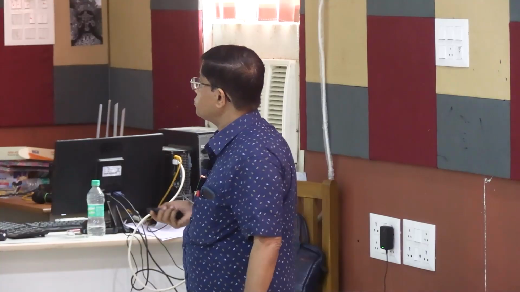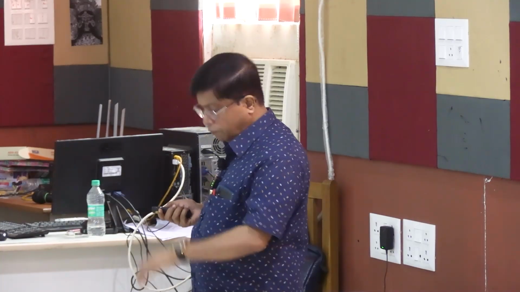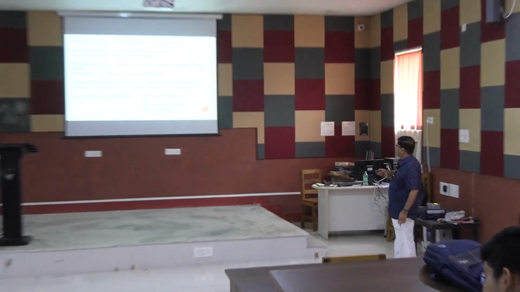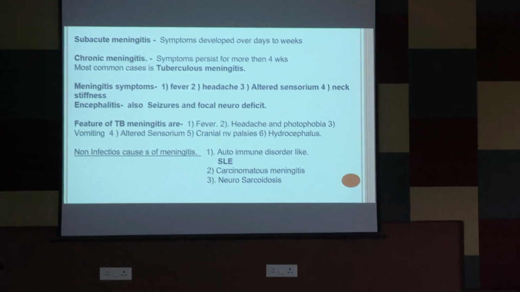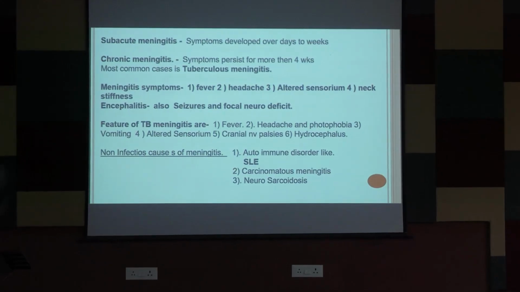You will see they are dilated. This is hydrocephalus. Now, other than infections, there are other causes of meningitis also, like acute autoimmune disorders like SLE. I have told you SLE. SLE is an important cause of meningitis.